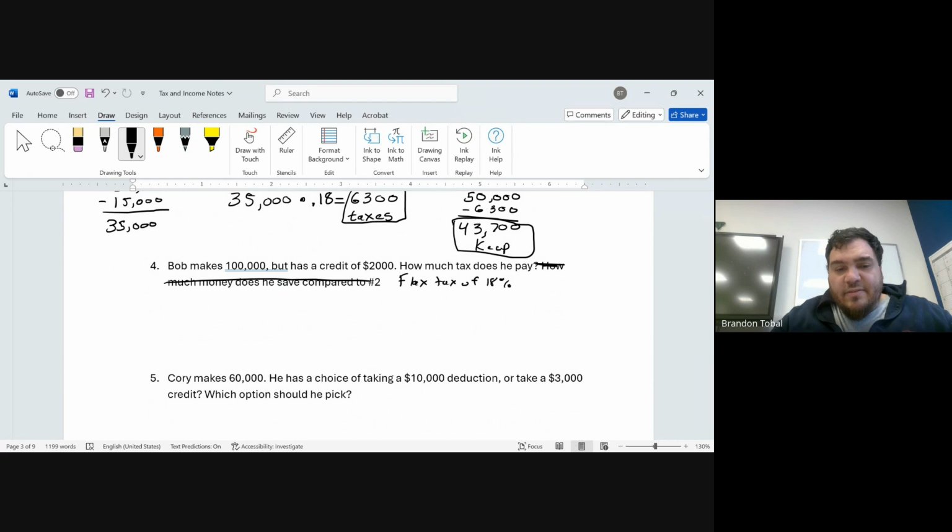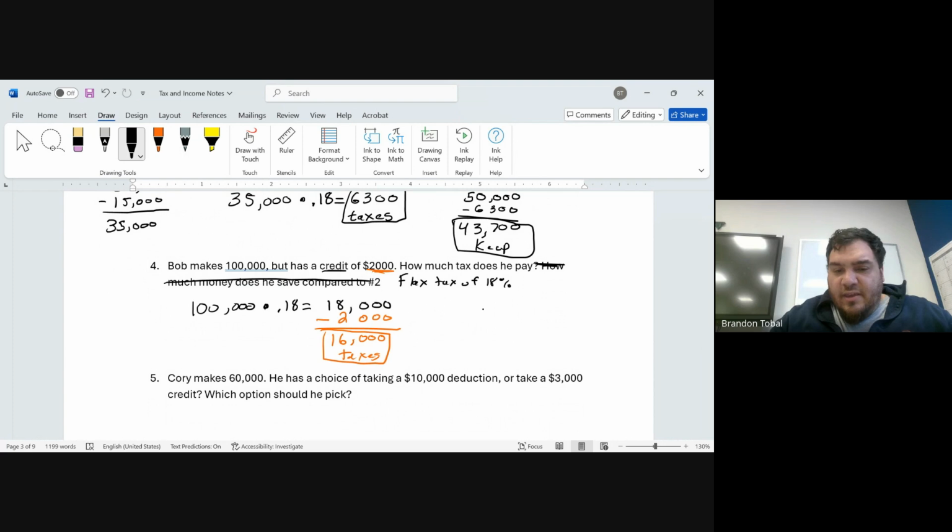So something like this, Bob makes $100,000, but because this is a credit, I calculate the tax normally. So 100,000 times my flat rate of 18% or 0.18, that's going to be $18,000. But because my credit is $2,000, I subtract it after I calculate the taxes. So 18 minus 2 would be $16,000. That's the taxes he pays.